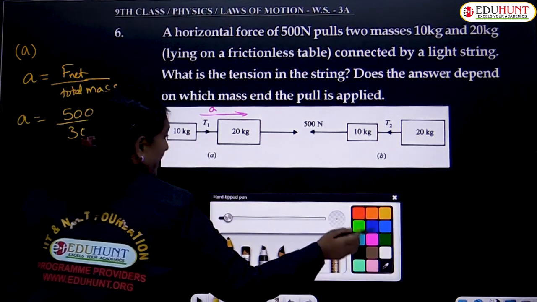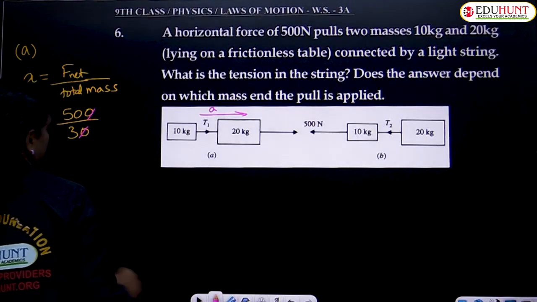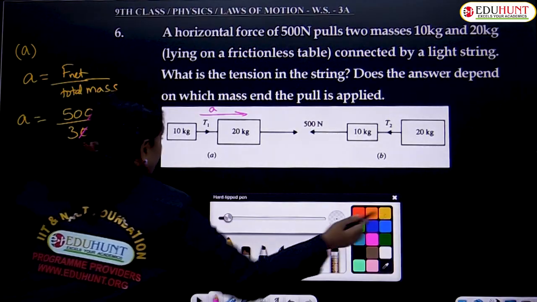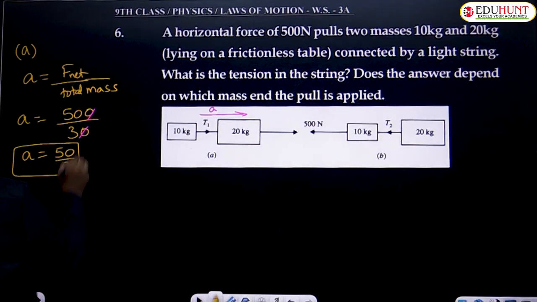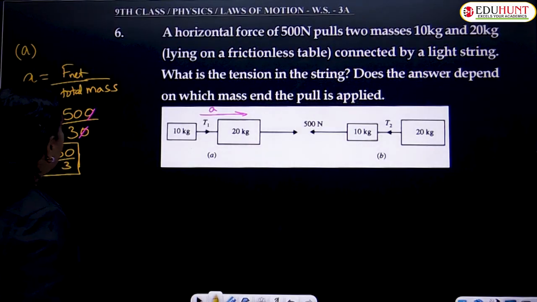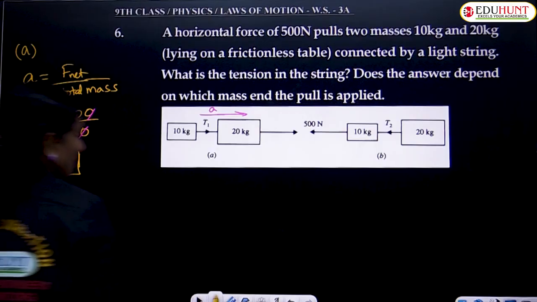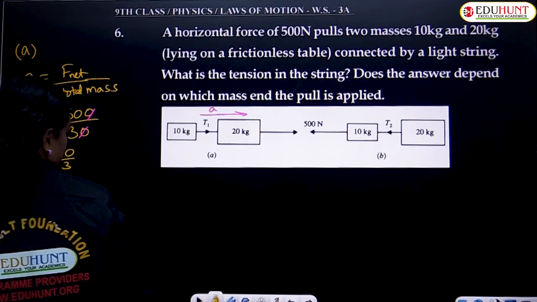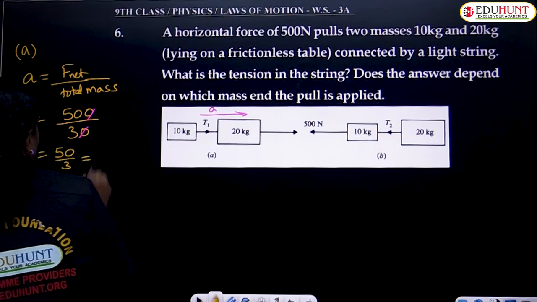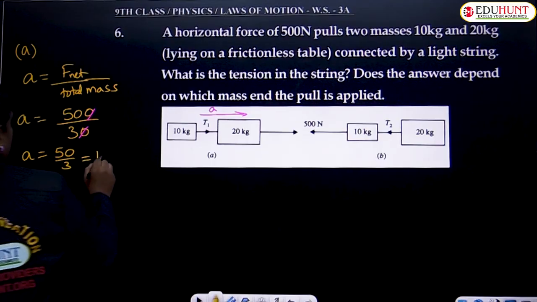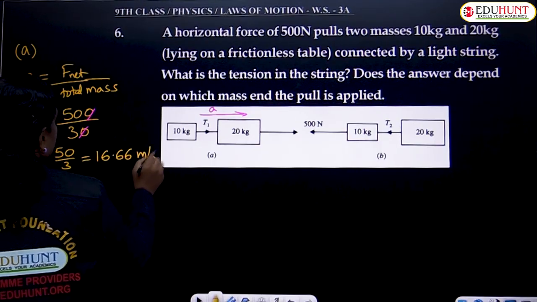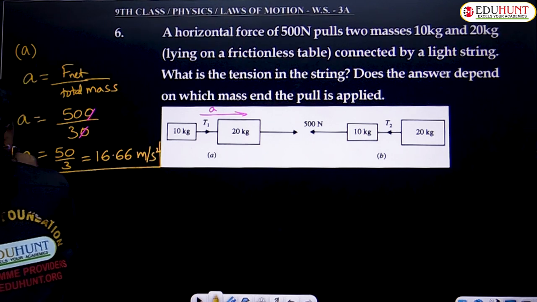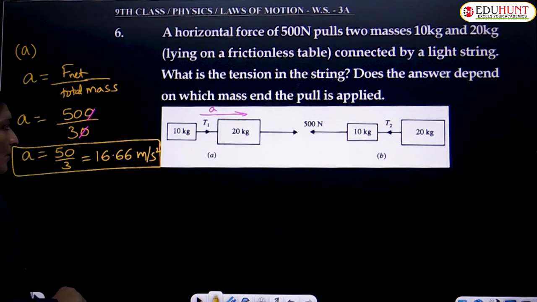So solving this, the 0 and 0 get cancelled. Hence the value of acceleration a is found to be 50 upon 3. Acceleration of the system was found to be 50 upon 3. We can even solve this value of acceleration. After solving this, we can write it as 3 ones are 3, 6 threes are 18, so something like 16.66 meter per second square approximately.